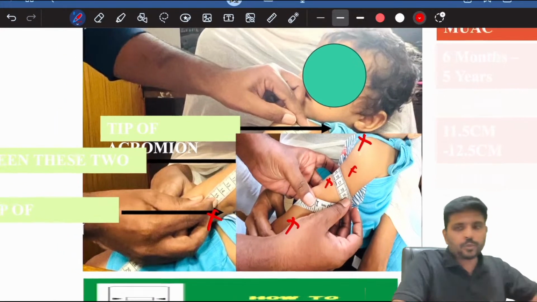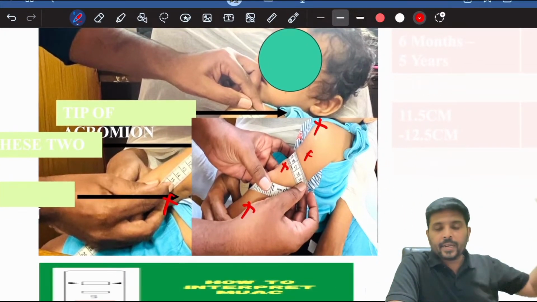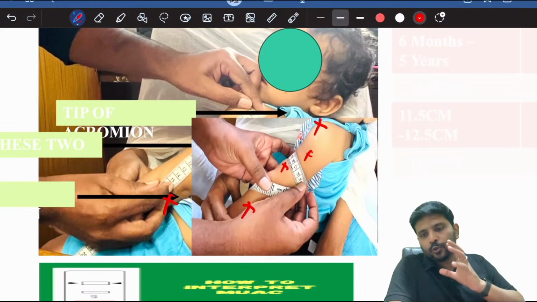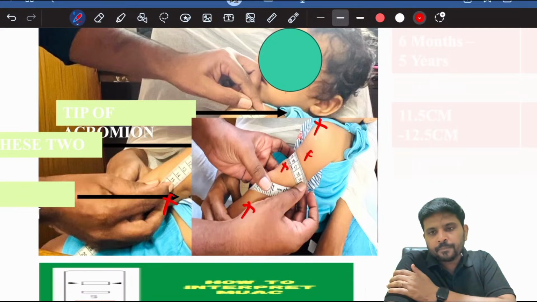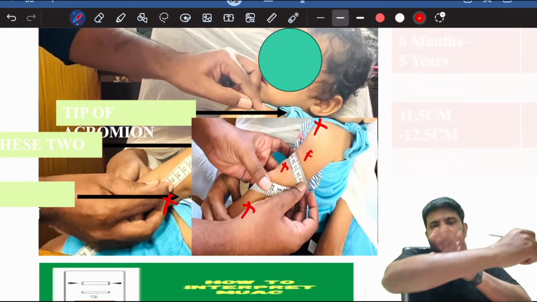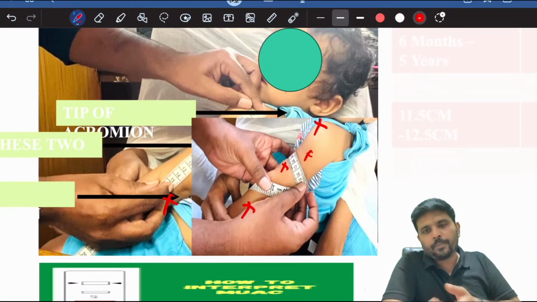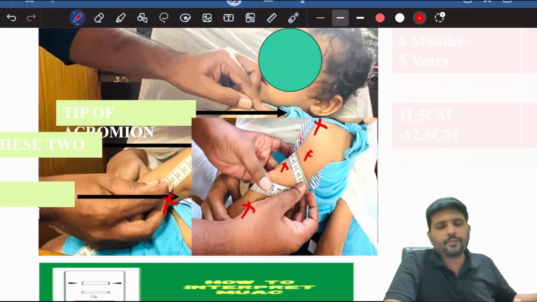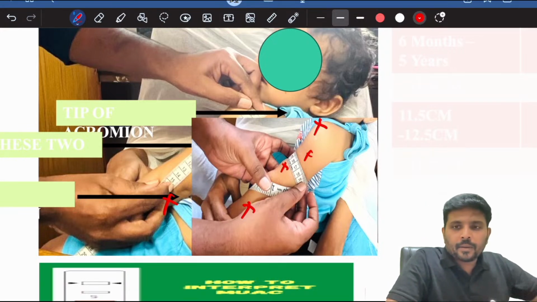Why is it called upper arm? Abroad, that is in the UK and US, they call this area the upper arm, and this area the lower arm. But in India, we call this the arm and this the forearm. That is why there is a confusion. So, mid upper arm circumference.